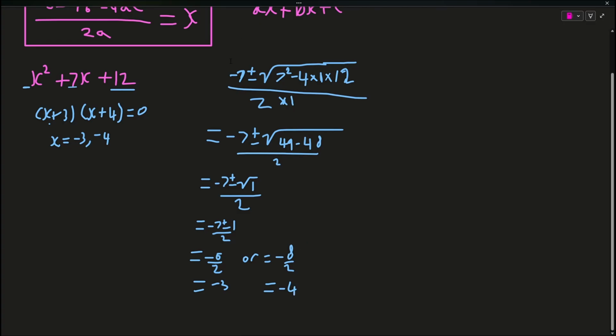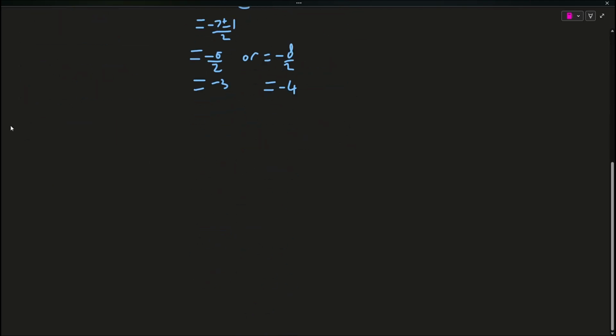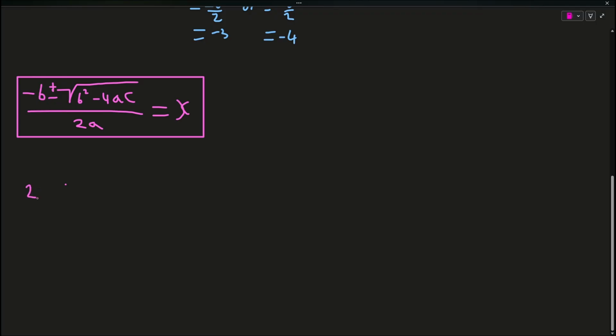But let's say we had a bit more of a complicated question. Let's just copy this down here so that you can see. So let's say we had a bit more of a complicated example. So let's say we had 2x squared plus 20x plus 13. So how would this go?